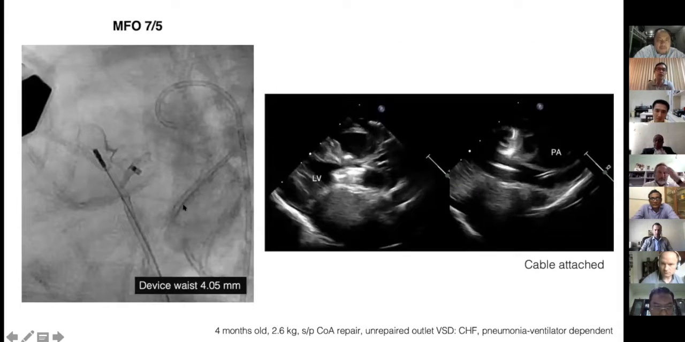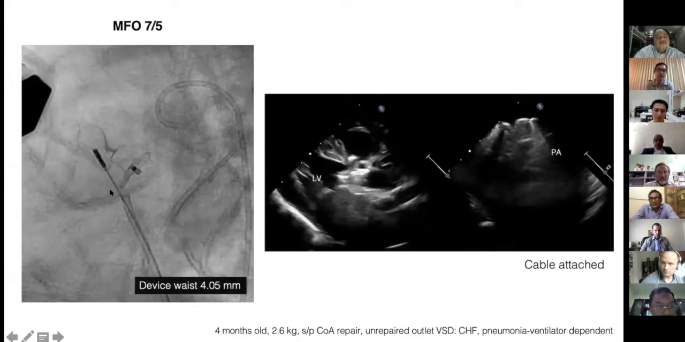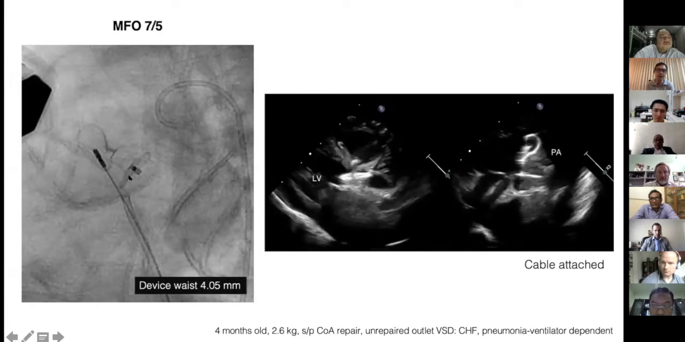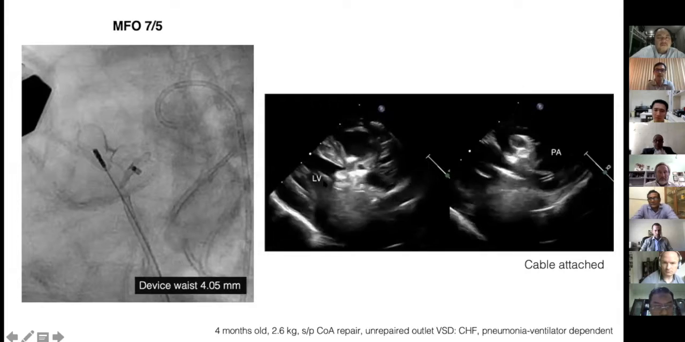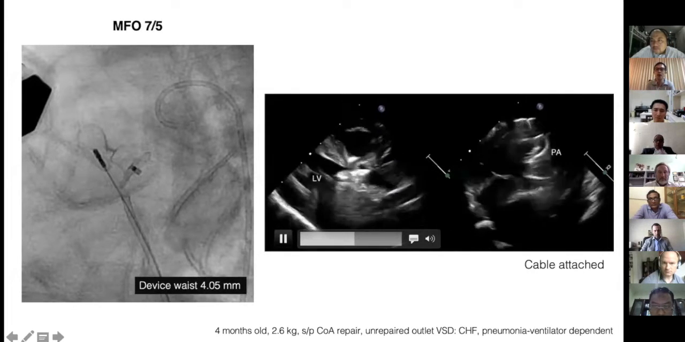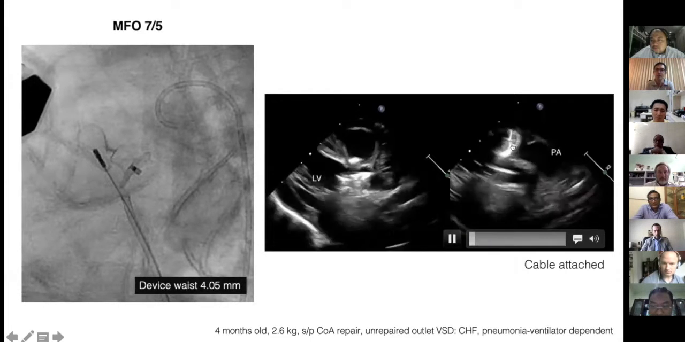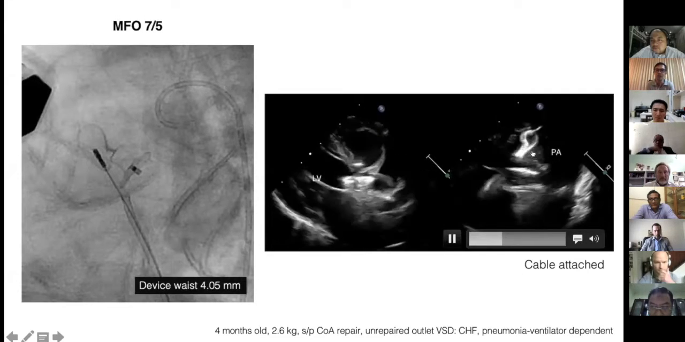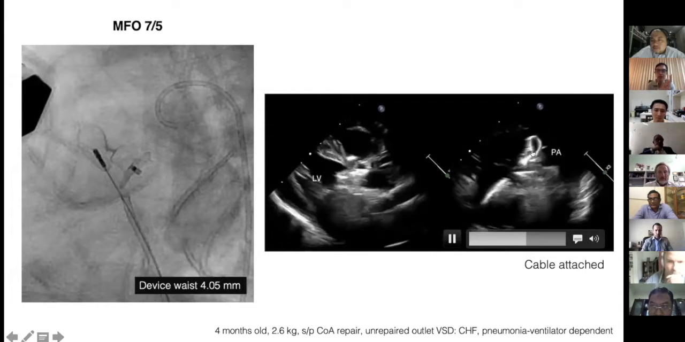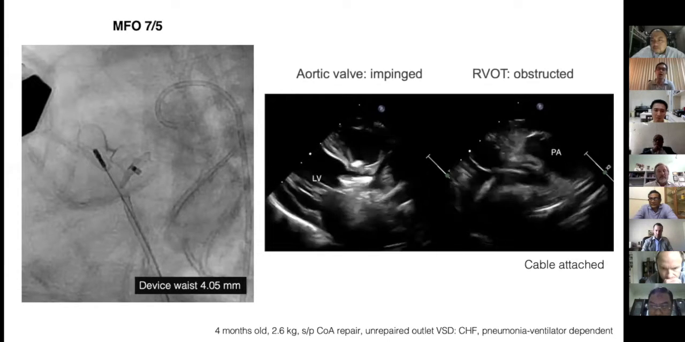So we deployed it, and as you can see, when we tried to deploy the device like this in the antegrade direction, it's not lucky for this patient, because this device seems to be big enough to prevent the aortic valve from moving nicely, and also the RVOT is completely obstructed by this device. So again, not all the cases can be done by the MFO.